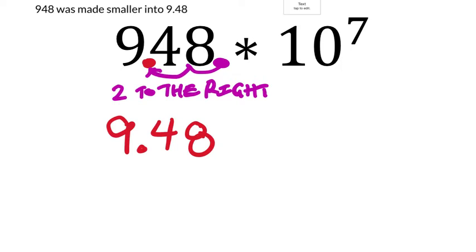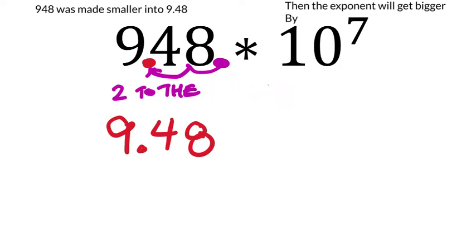That means that then the exponent will get bigger by, remember, we moved it 2 times to the left. Come on, Sal, man, gotta figure this out. We moved it 2 times to the left. That means that because we made the big number smaller, now we're going to go in and make the 7 bigger by 2.